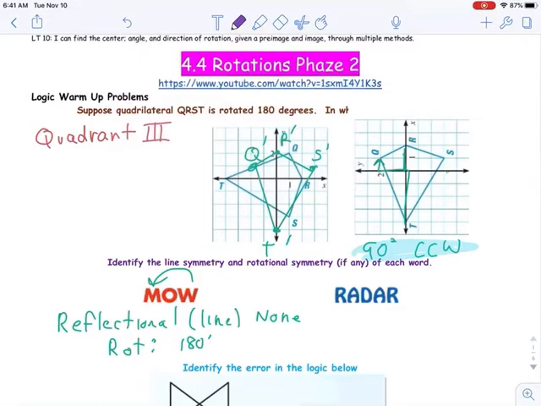Next over here we have a pretty cool word, radar. Again, reflectional, or sometimes called line, there's none. Now rotational, I'd have to rotate 360 degrees, so the rotation is none again. Because for rotational symmetry, remember it has to be 180 degrees or less.